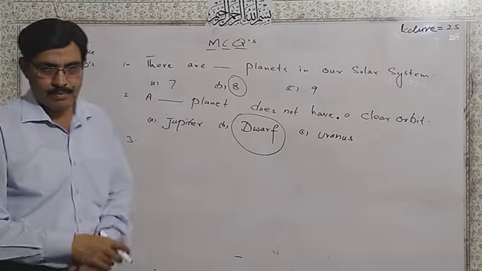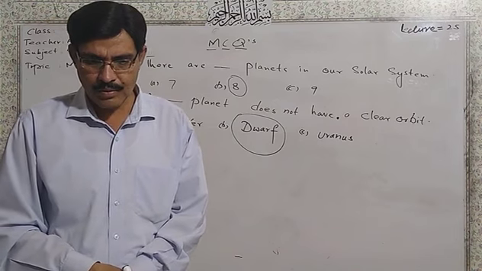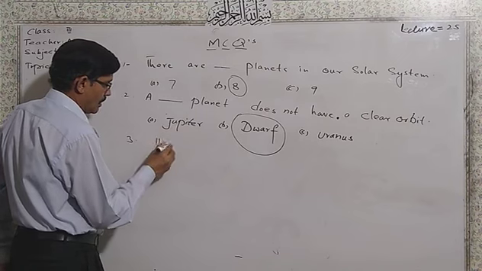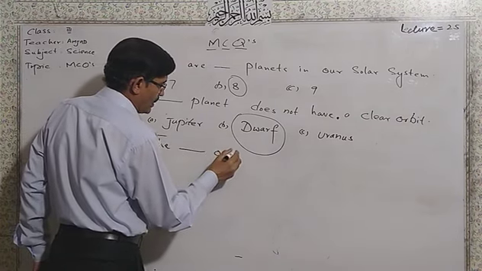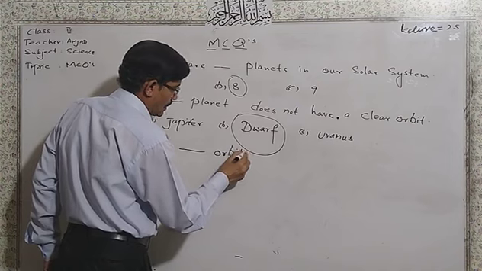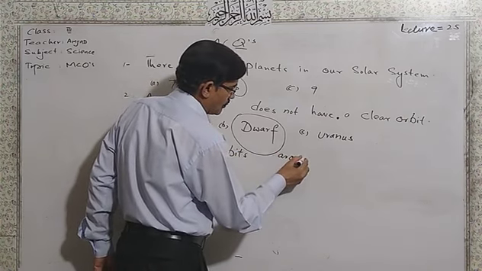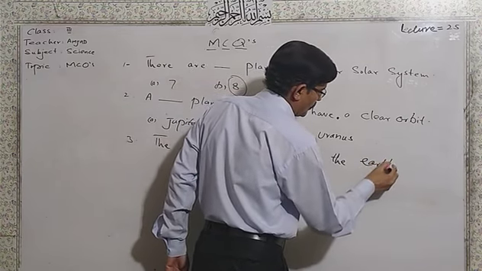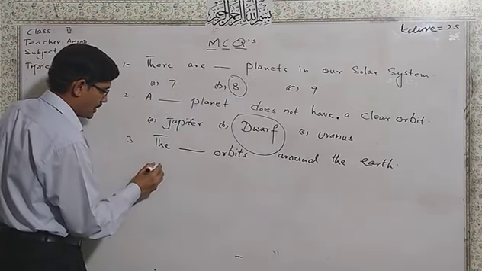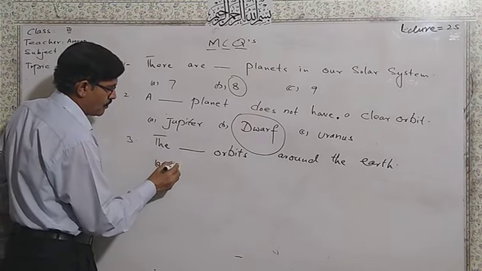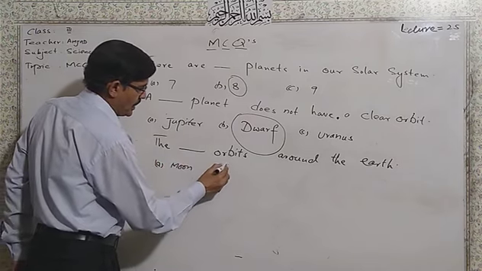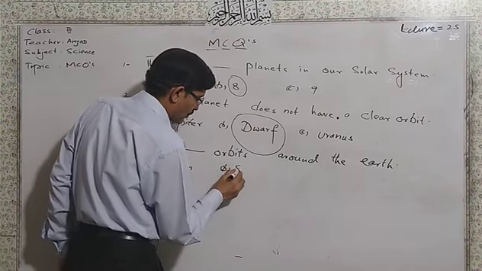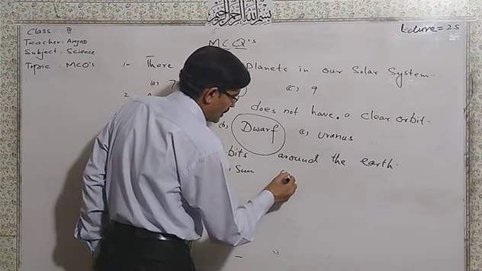Number 3. The dash orbits around the Earth. Here we have A, Moon, B, Sun, C, Neptune.